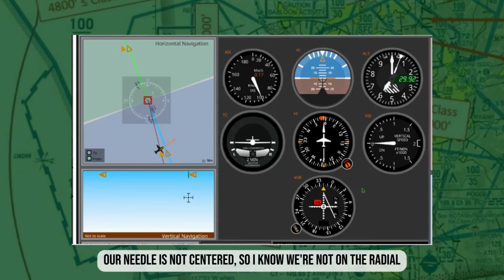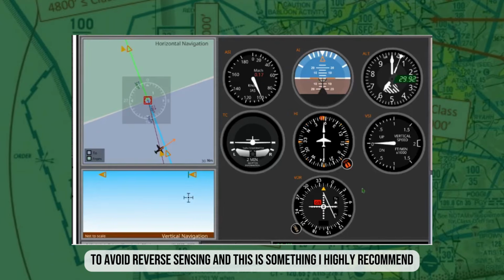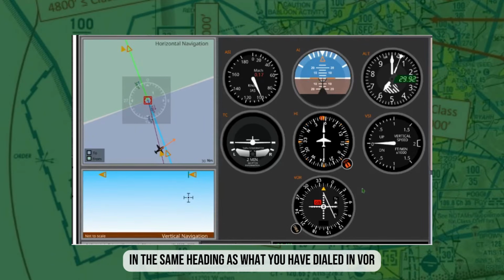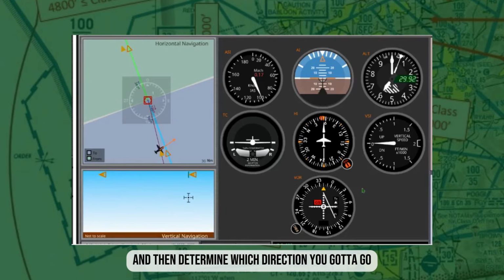Our needle's not centered, so I know we're not on the radial. Which side of the radial were we on? This is where reverse sensing comes in. And to avoid reverse sensing, and this is something I highly recommend, always either imagine your aircraft is pointed in the same heading as what you have dialed into VOR, or if you're flying, actually turn to the same heading as your VOR and then determine which direction you gotta go.